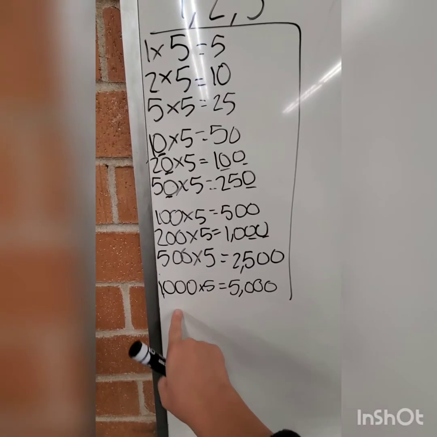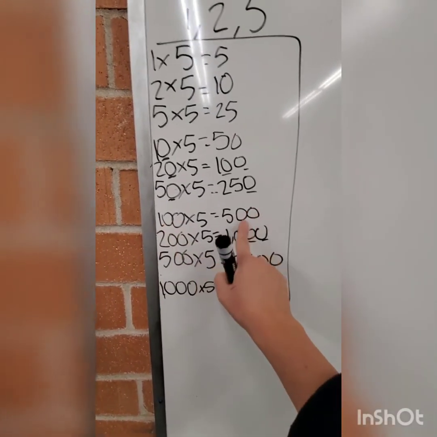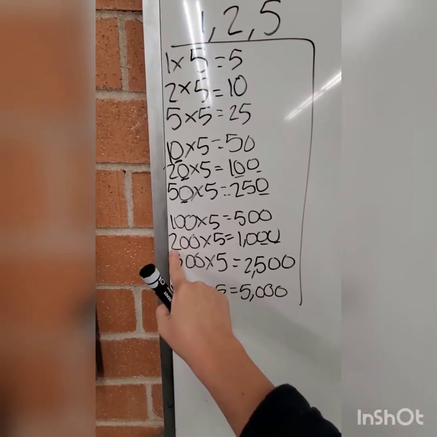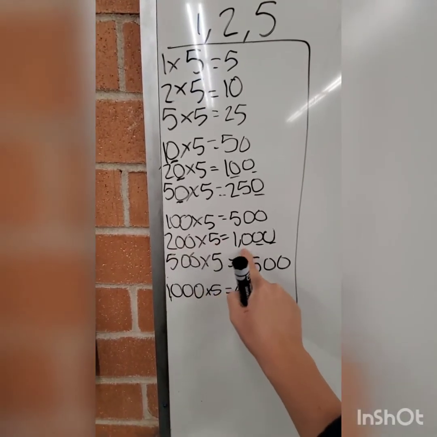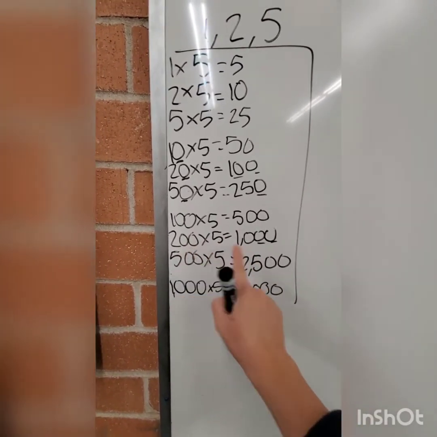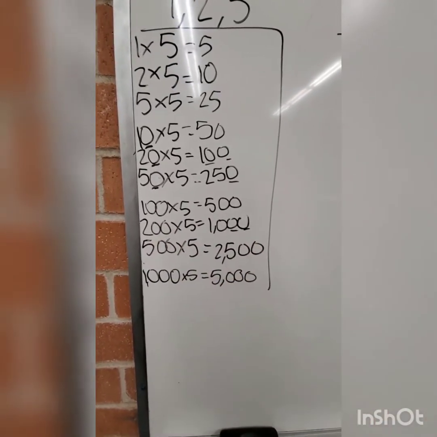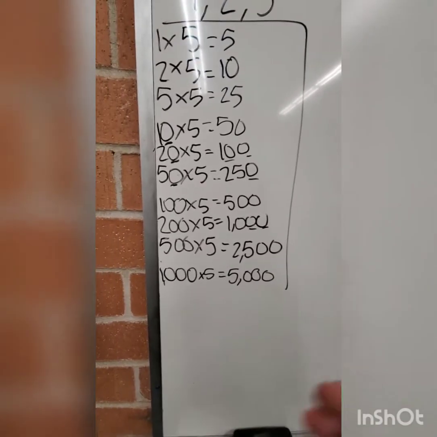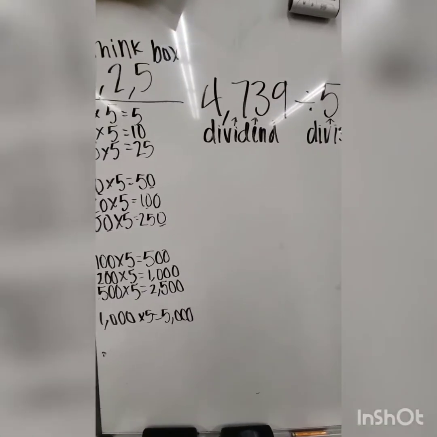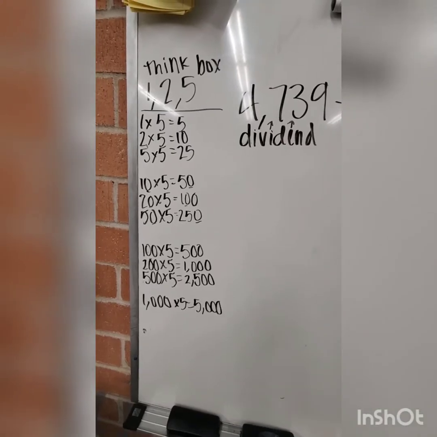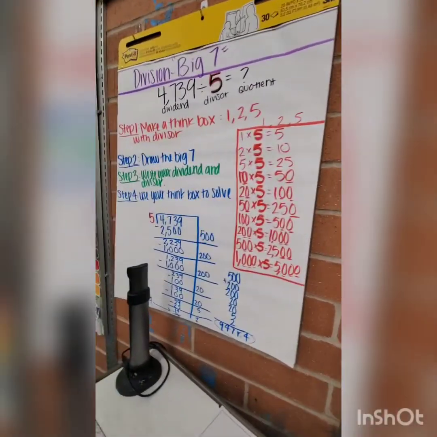So the students know if this has 2 zeros in it, this should have 2 zeros in it. They do 2 times 5 is 10, and this has 2 zeros, so they put 2 zeros. So now that my think box is complete, I will look over here.